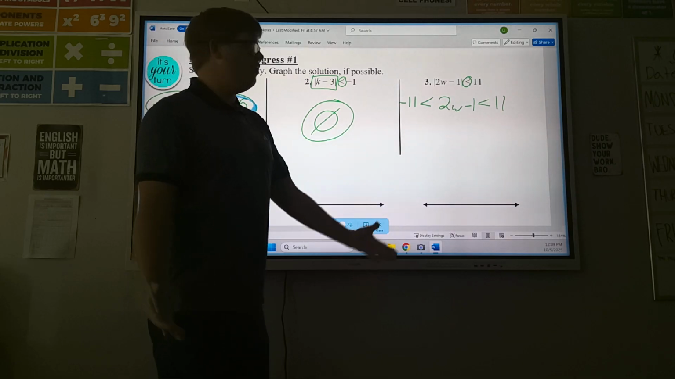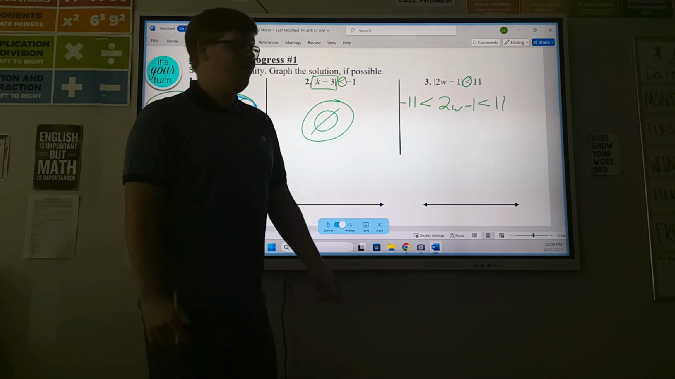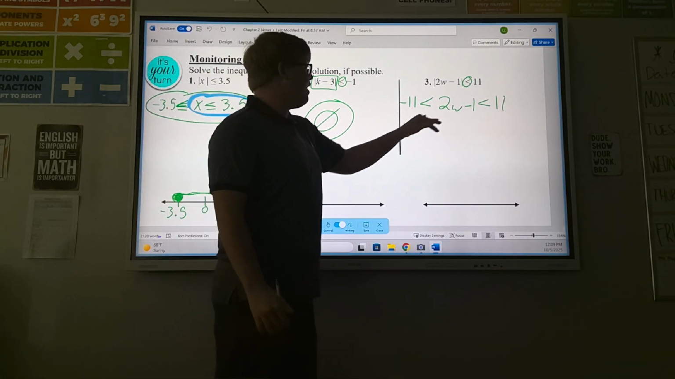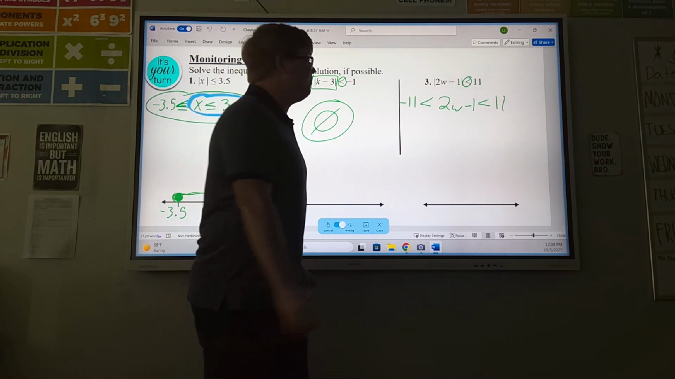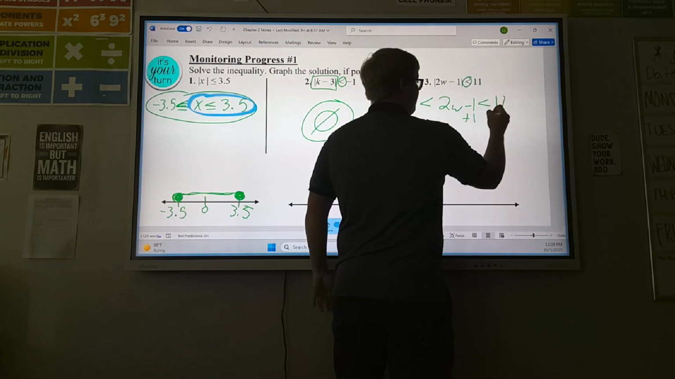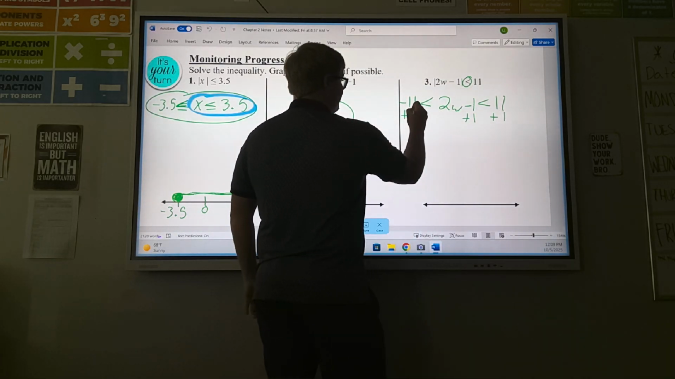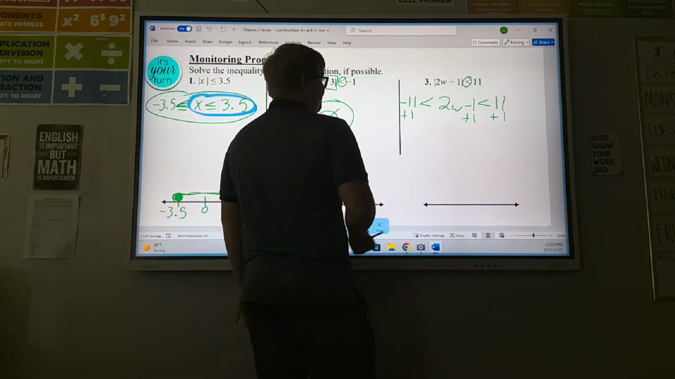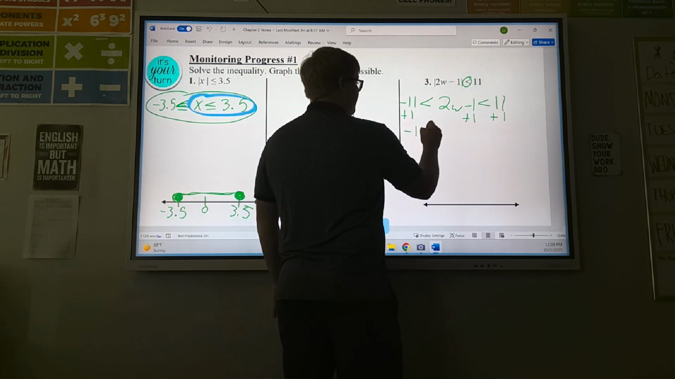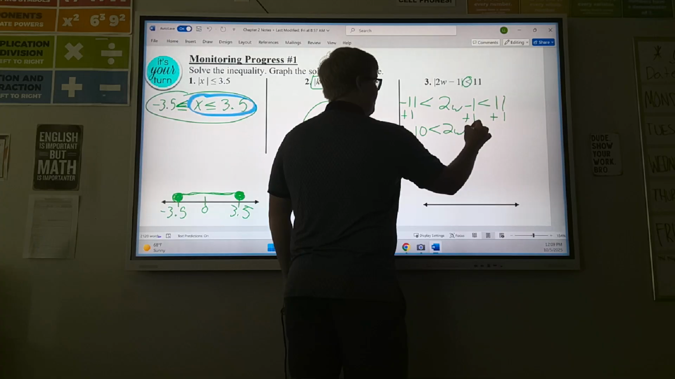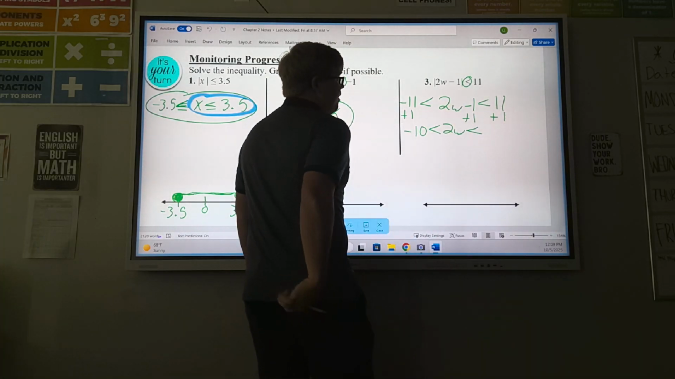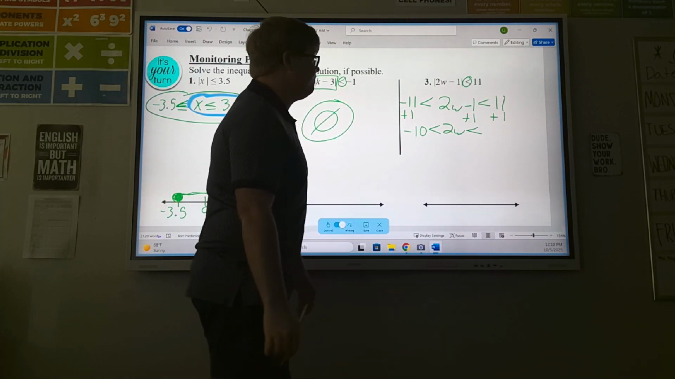Now we have to get the w by itself. In any equation, again, we do not divide by the 2 first. We have to add the 1. So we're going to add the 1. Negative 11 plus 1 is a negative 10. Keep our sign the same. Put our 2w in the middle. Keep our sign the same. 11 plus 1 is 12.